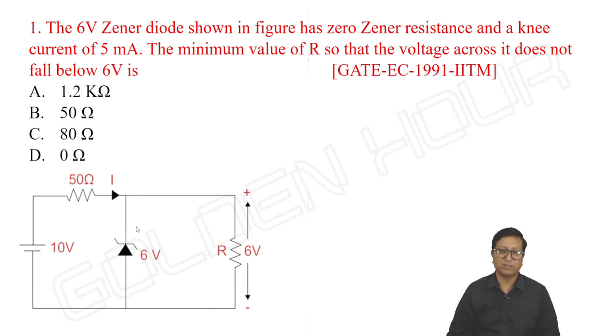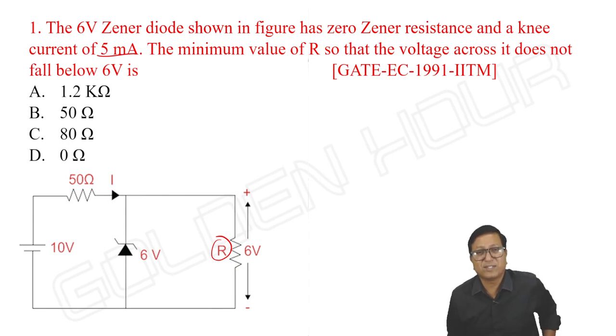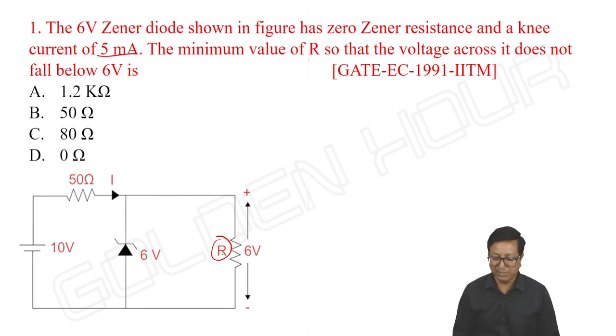See the questions based on what we have seen. A 6 volts Zener diode shown in the figure has 0 Zener resistance, means RZ is 0, and a knee current of 5 milliamperes. The minimum value of R means the load resistor, they are naming it as R. Let it be. We have followed some notation like series resistance is equal to R and load resistor is equal to RL. They need not follow the same notation. Minimum value of R, so that the voltage across it does not fall below 6 volts.